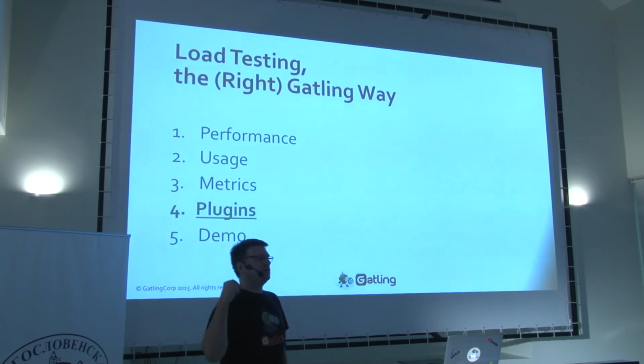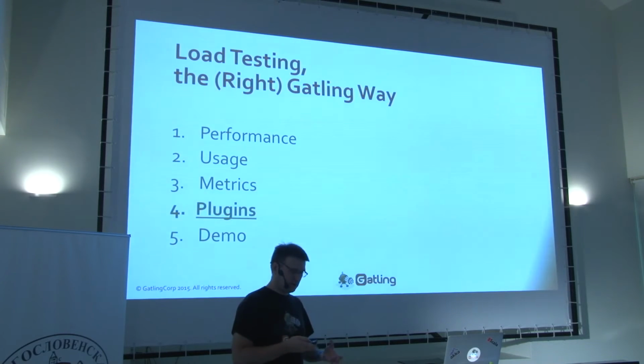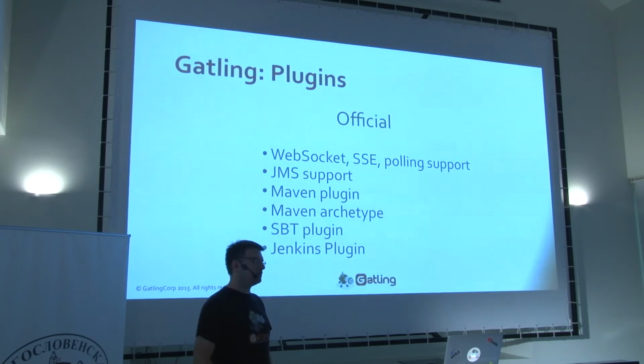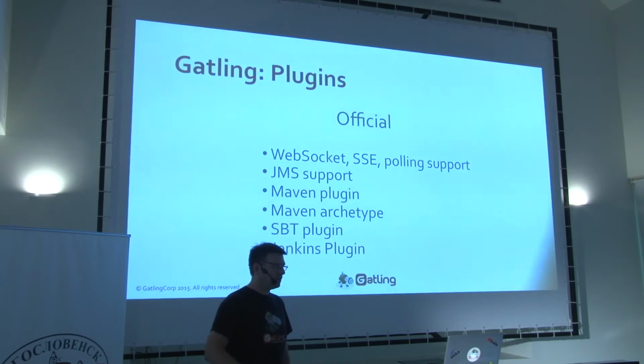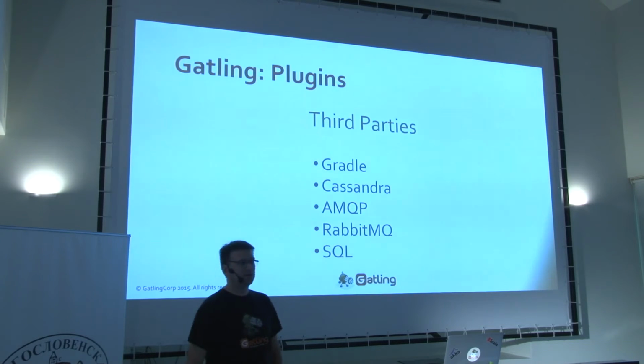With Gatling also, I wanted to be able to integrate load testing into my development environment and into my continuous integration platform. So with Gatling, we support several protocols, HTTP, but also more complex things like WebSockets, server-sent events, polling, JMS. We have a Maven plugin, a Maven archetype, an SBT plugin. We also have a Jenkins plugin, so you can plug into your continuous integration. All those are the official plugins that you can get directly from the Gatling project. But you can also find some third party plugins, typically on GitHub. There is a Gradle plugin, some Cassandra support, some AMQP, etc. There's quite a few plugins. So you can implement your own protocol support with Gatling.